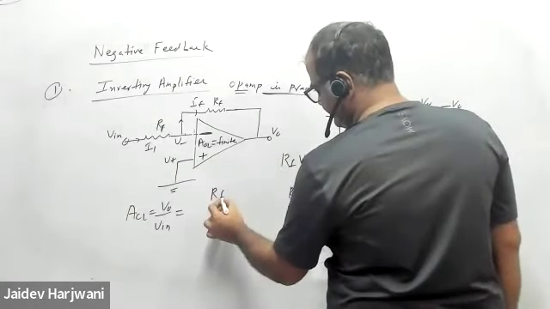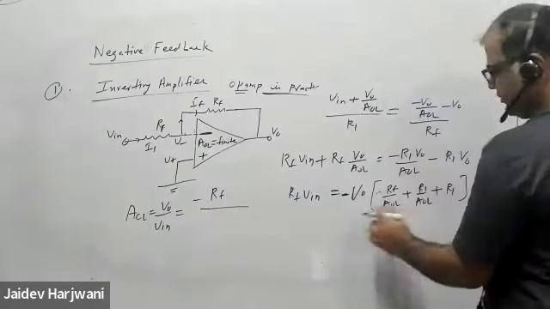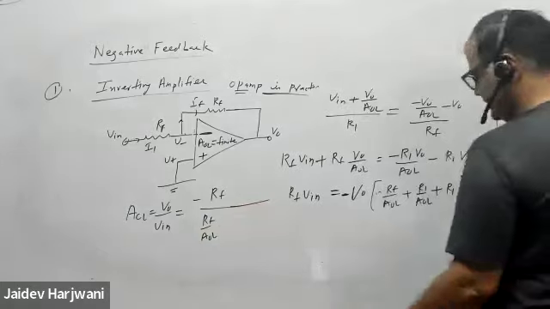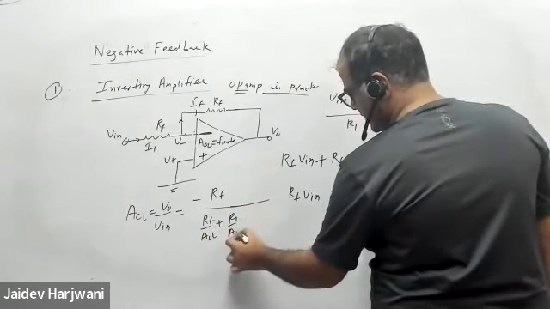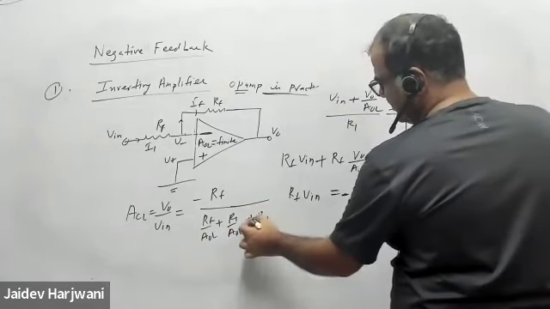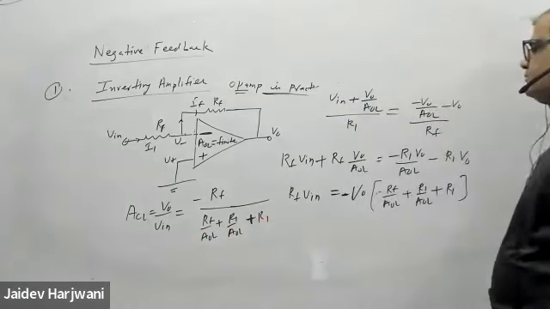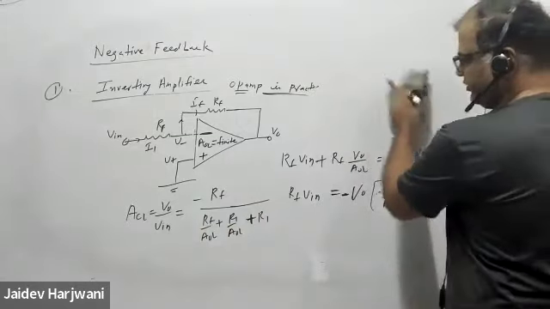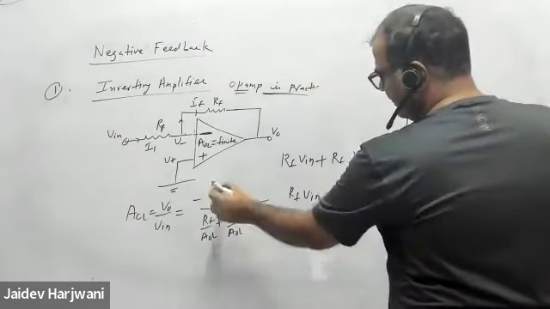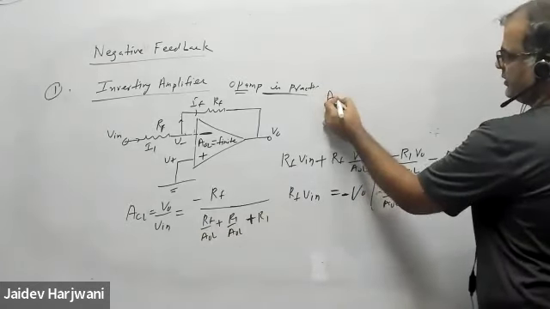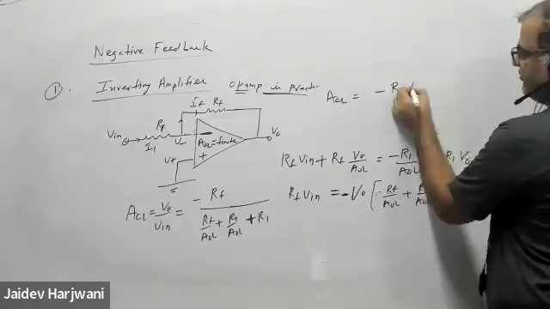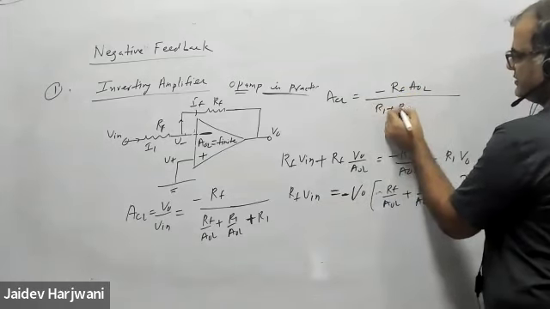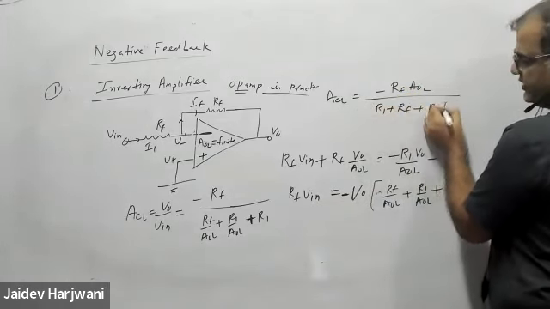Minus RF upon (RF upon AOL plus R1 upon AOL plus R1). If you solve it further, AOL can go up. So this closed loop gain formula will become minus RF AOL upon (R1 plus RF plus R1 into AOL).